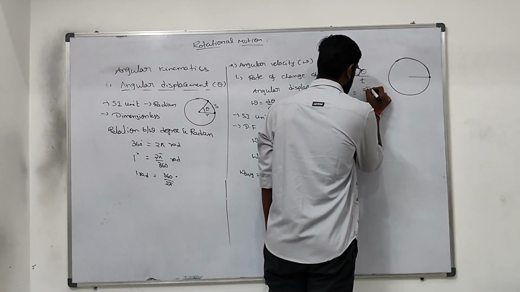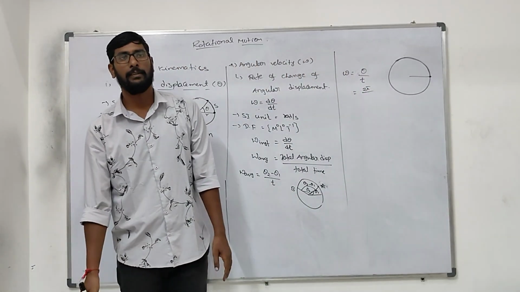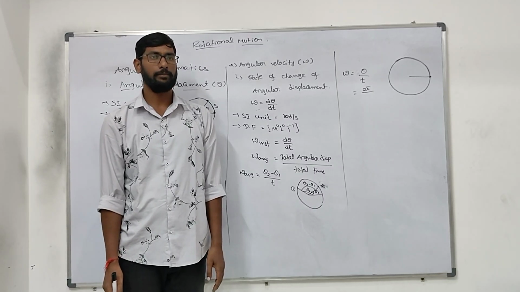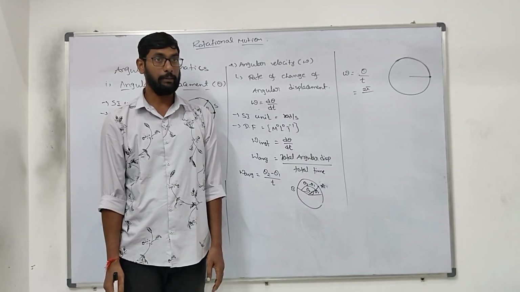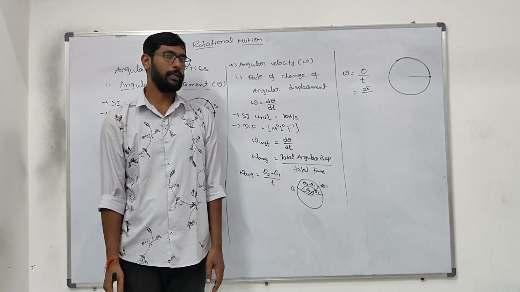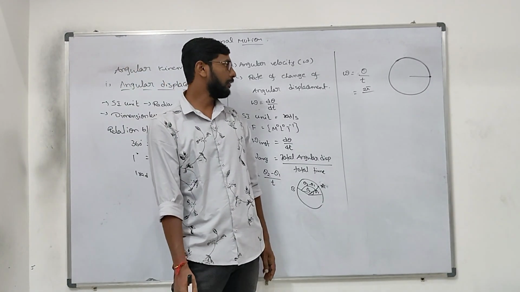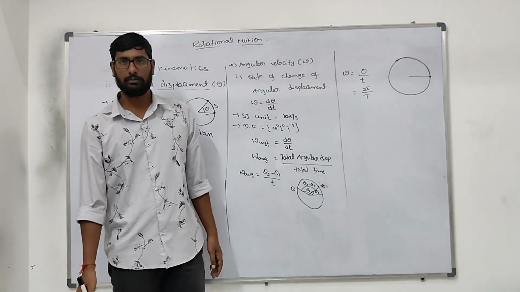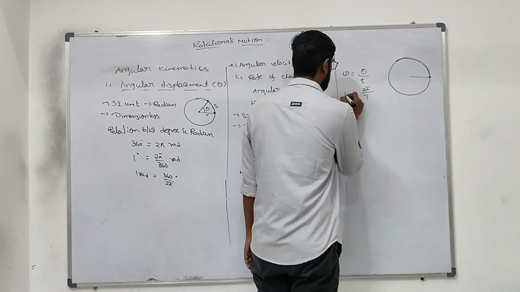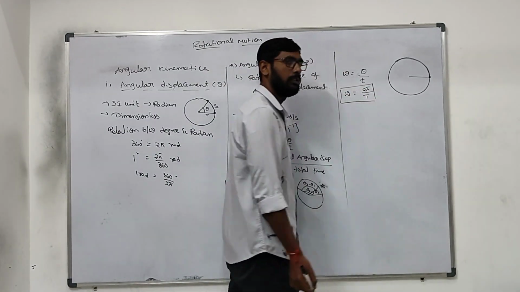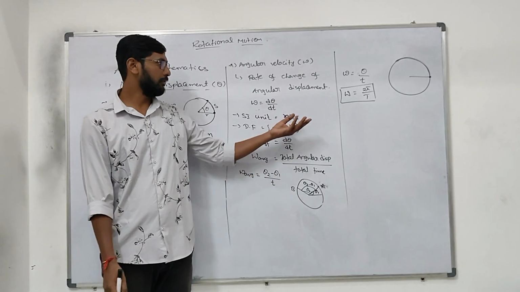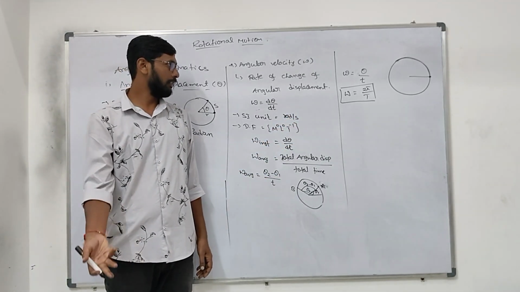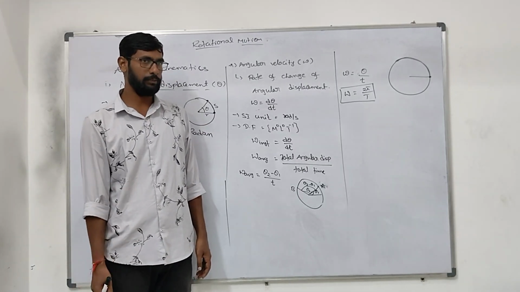So it will be 2 pi by, what is the time taken? It is called time period. Time period is what? Time taken to complete one rotation. Time taken to complete one rotation is called time period. So we write this as T, the time period. Right? So this is also one more formula of omega, or you can consider this as the relation between angular velocity and time period. And further, we use this formula in many cases.